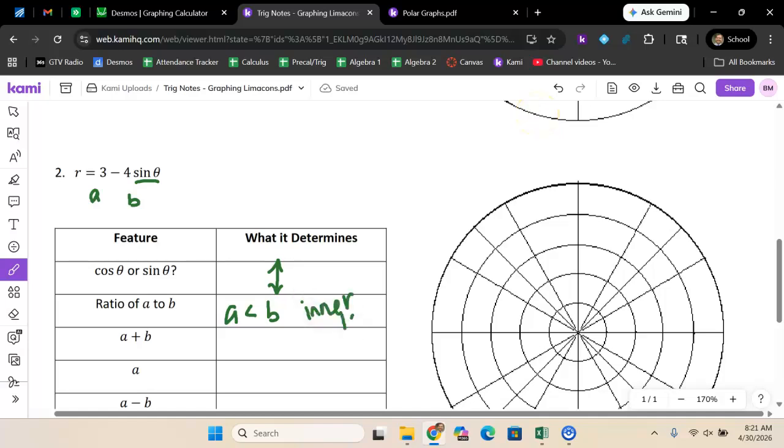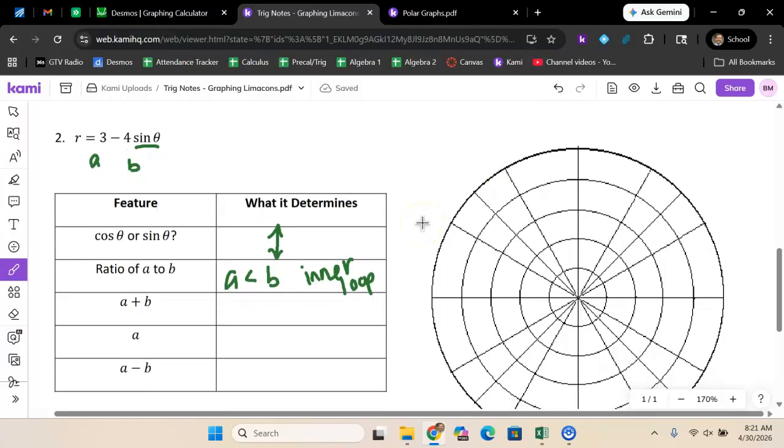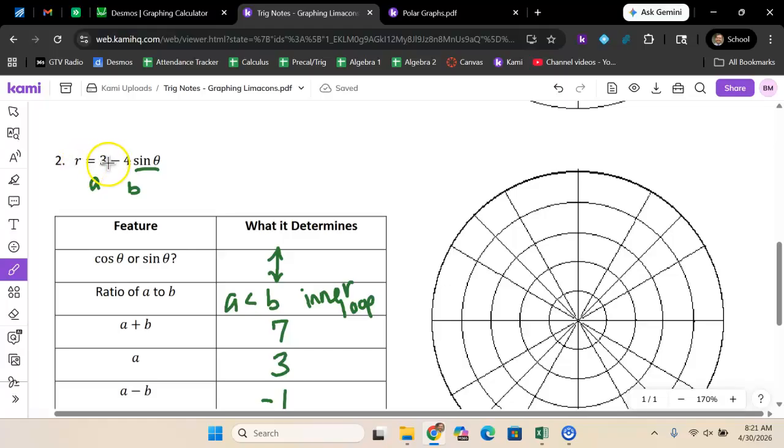Write that so I remember to do that. A plus b, again ignoring the negatives, that's going to be 7. A is 3. And a minus b, we're doing 3 minus 4. That's going to give us negative 1. Okay. Now, I should have given you some better numbers here because we only have 5 rings, but we'll pretend like we have 7. We'll just make it go out further.